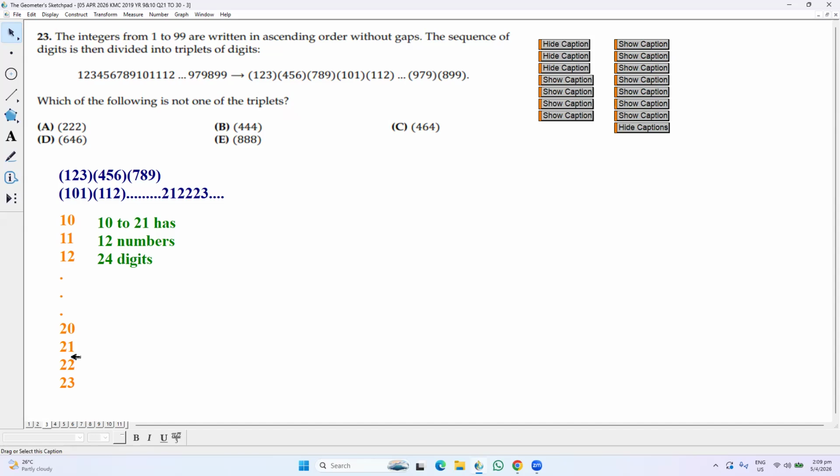So all will be grouped together already, because it is divisible by 3. 24 digits can be grouped into 8 brackets. 24 by 3, 8 brackets. Can show this a little bit. So until 20 to 21, 8 brackets. So the 9th bracket will be 2, 2, 2. So 2, 2, 2 is one of the triplet. We want the one that is not one of the triplet. So it looks like we have to examine one by one.